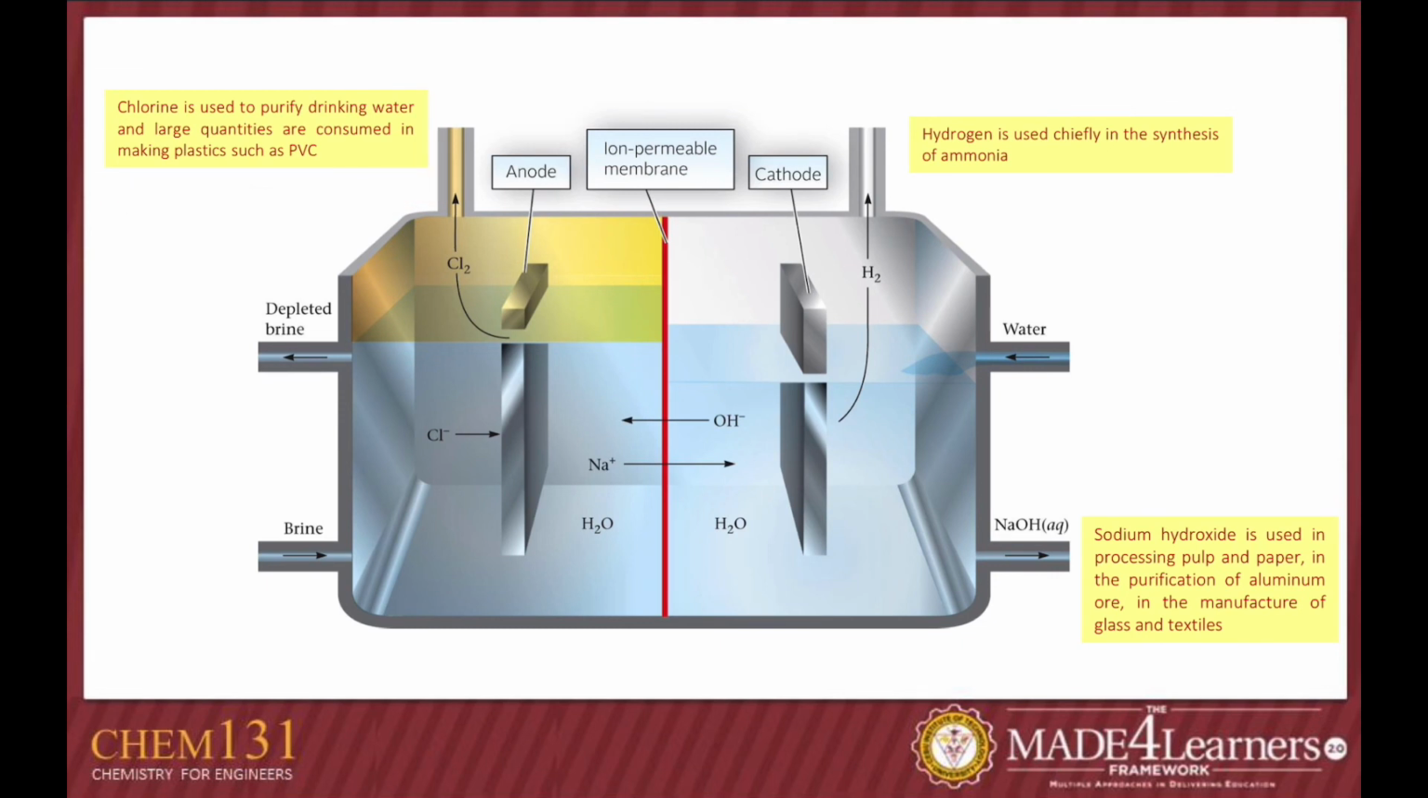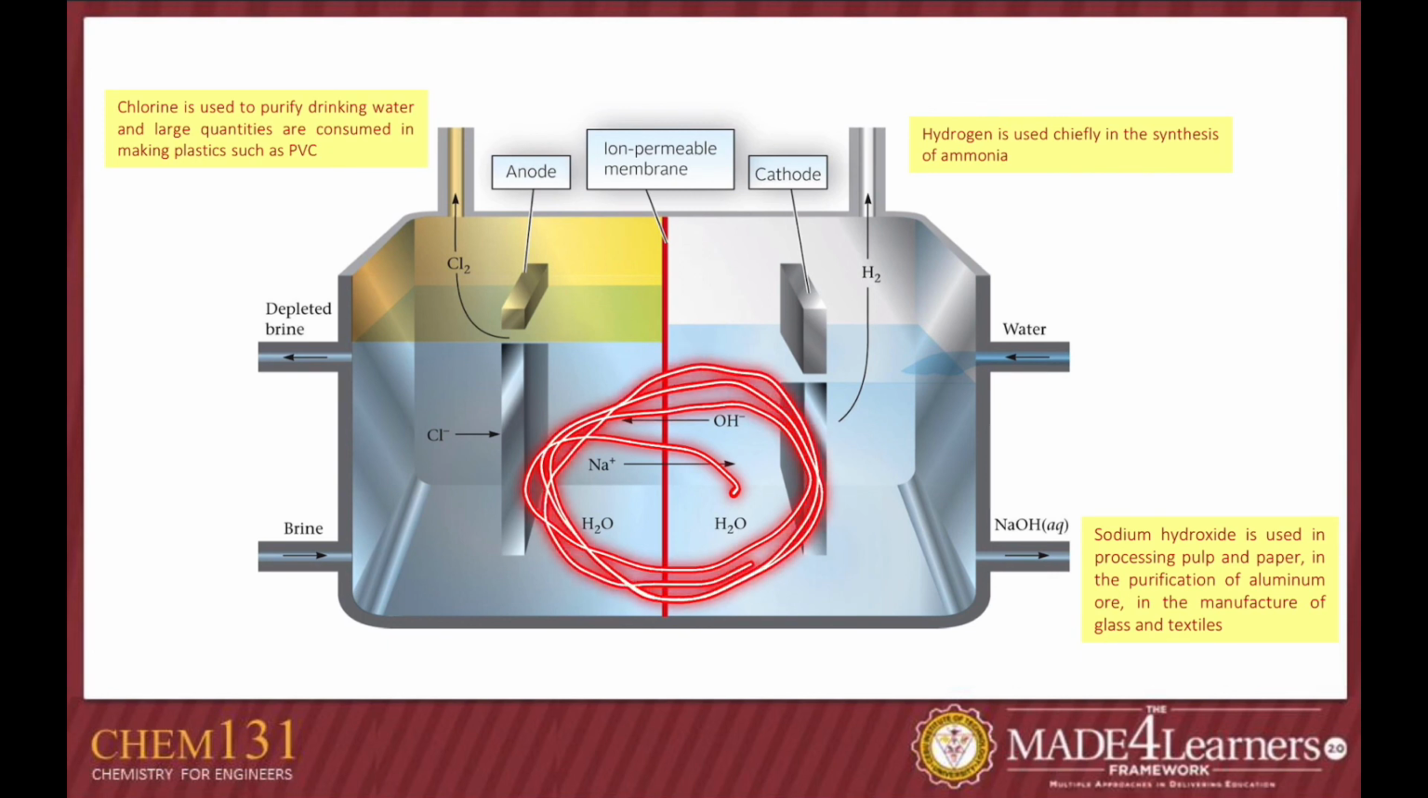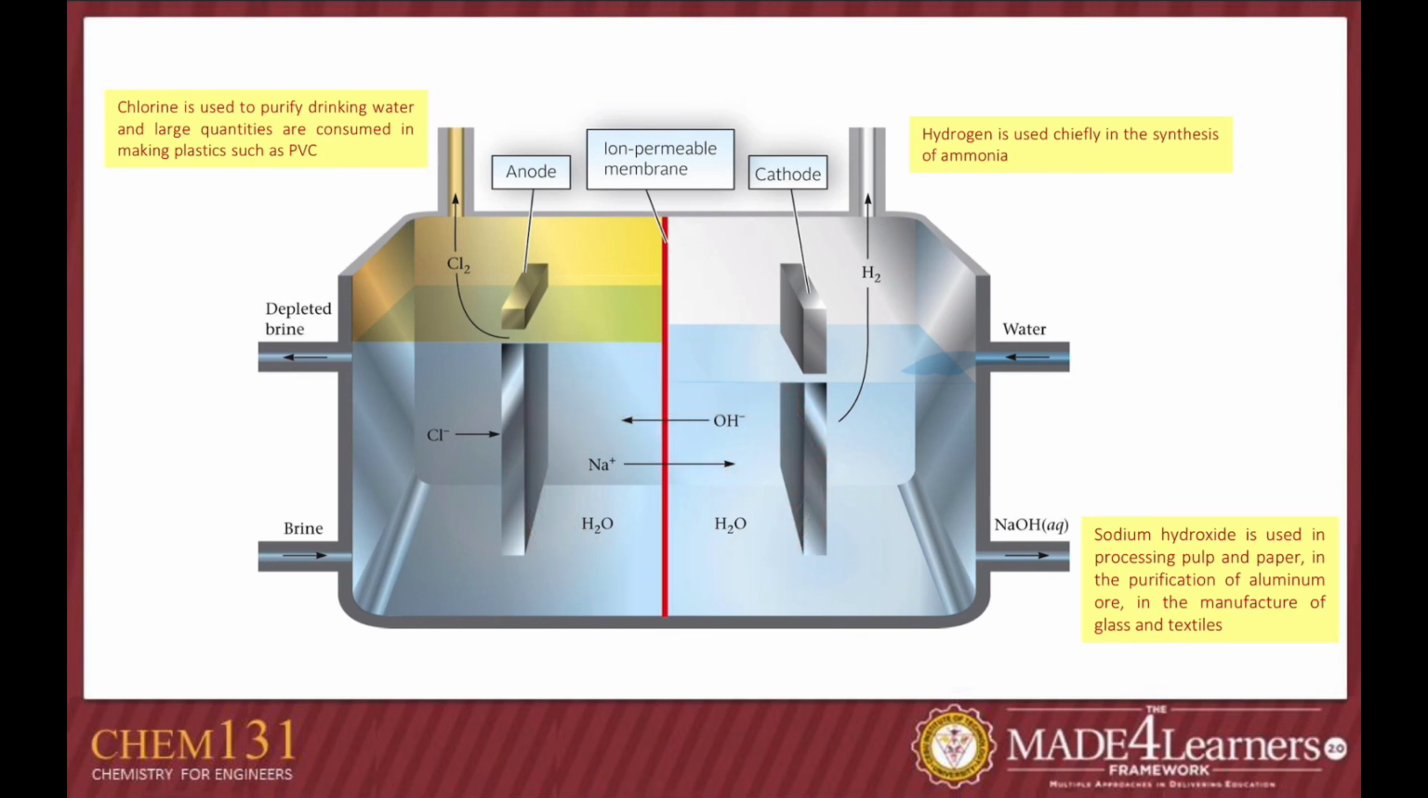And then also the hydrogen gas, which is used chiefly in the synthesis of ammonia. And aside from that, the sodium ion and the hydroxide ion remain in the solution. That sodium hydroxide is why it is called the chlor-alkali process, because an alkali is produced. Sodium hydroxide is an alkali, and it's very useful. It's used in the pulp and paper processing industry. It's used in the purification of aluminum ore and also in the manufacture of glasses and textiles.